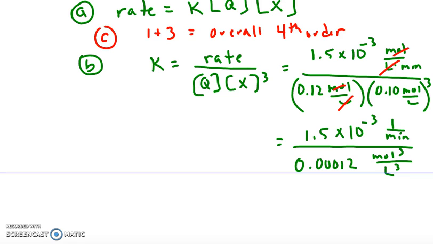All right, and when we finally reduce this down, we're going to have a rate constant K equal to 12.5, although I think there's an error in the significant figures here. Perhaps we need to go to 2 sig figs. So yeah, I'm thinking that's got to be 13, and our final unit is going to be liters cubed over moles cubed minutes, right?